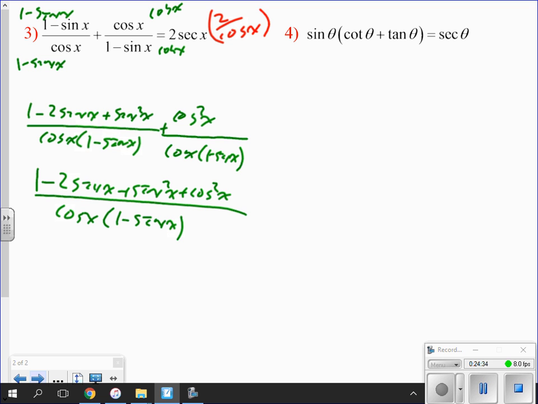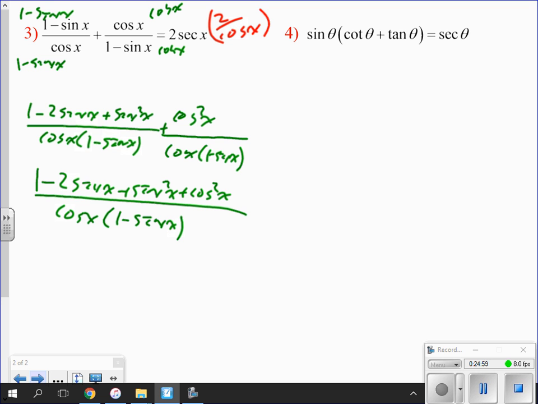Is 1 minus 2 sine x, is that what it says? Yeah. Okay. Because when you take 1 minus sine x times 1 minus sine x, FOIL it out. If you had 1 minus x times 1 minus x, what do you have? You'd have 1 minus 2x plus x squared. That's the same thing, only sine x instead of x. Same idea.